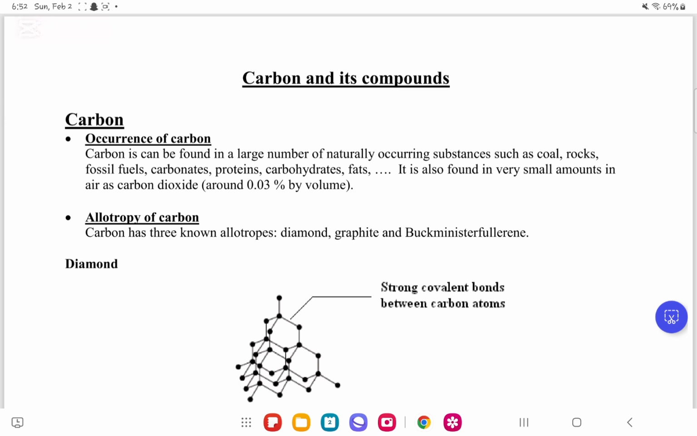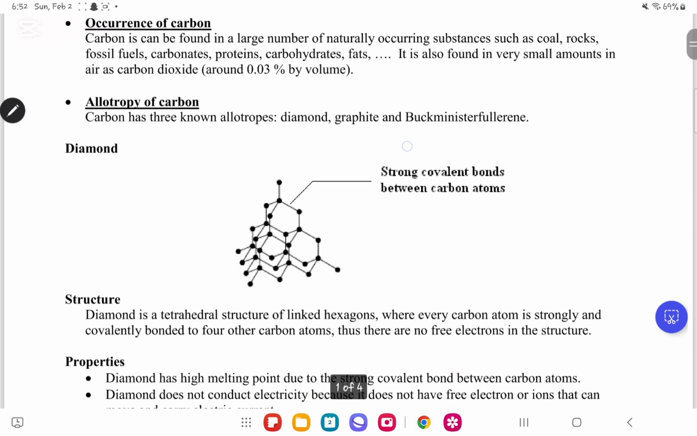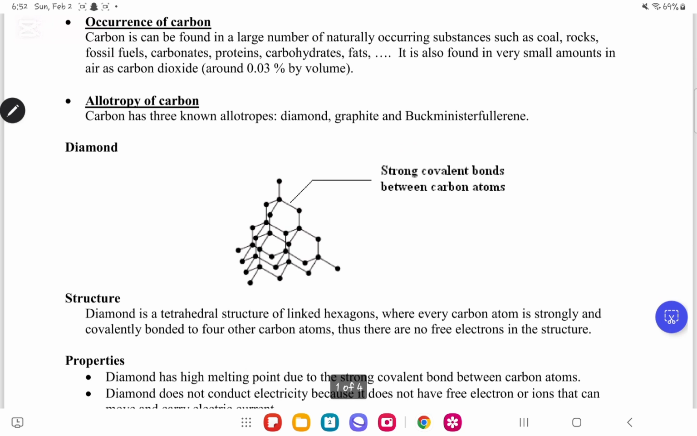Occurrence of carbon. So how can you find carbon or how can you produce carbon? Carbon can be found in large numbers naturally, such as coal, rocks, fossil fuels, carbonates, proteins, carbohydrates, and fats, and it is found in very small amounts in the air as carbon dioxide. So we know that air is made out of nitrogen, oxygen, and carbon dioxide, and carbon dioxide is only 0.03% by volume.